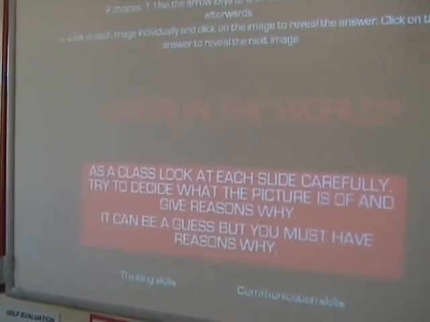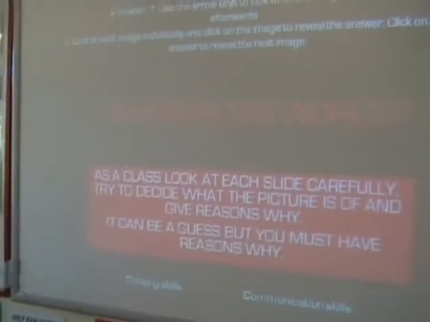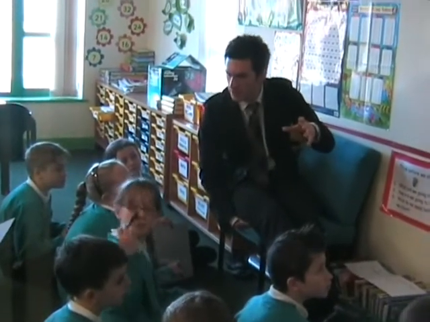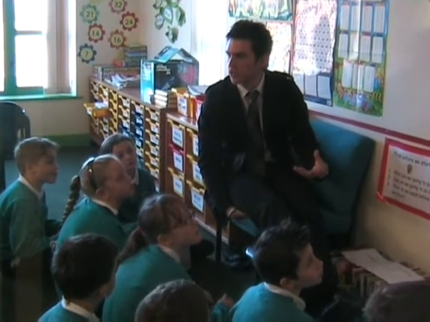It says at the top you've got two choices. You can either use the arrow keys to look at all the images and then the answers afterwards, or you can look at each image individually and then you can click on the image and it will actually take you to the answer. Okay, and that's the one we're going to do today.